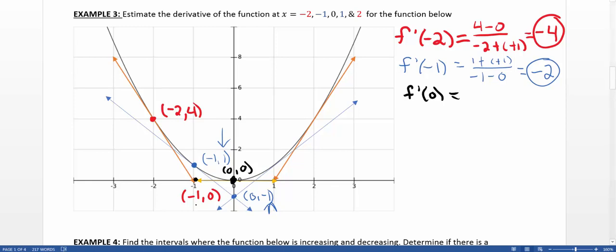So if I do my change in y, I get 0 minus 0 over the change in x. So the change in x is going to be 0 minus -1.